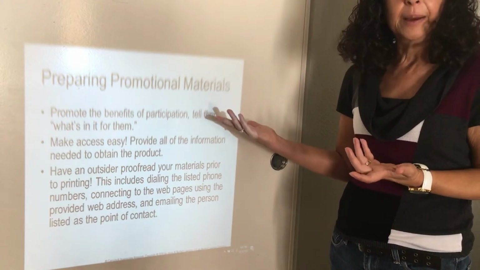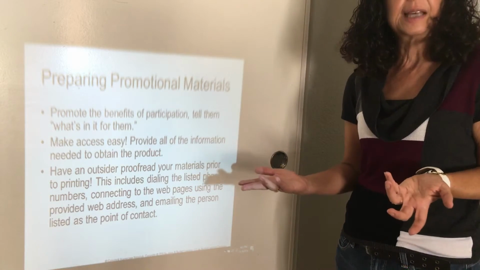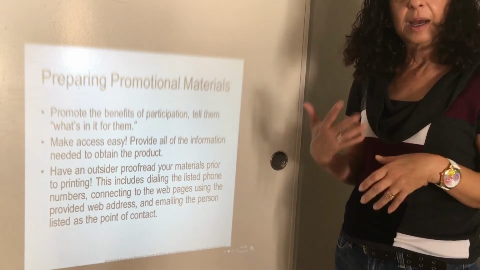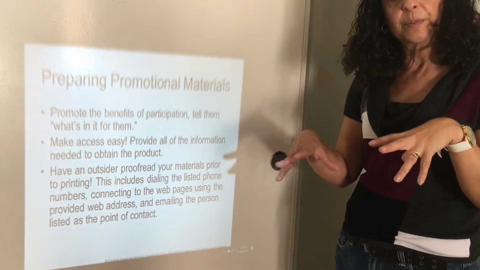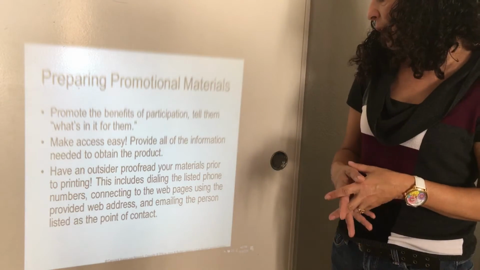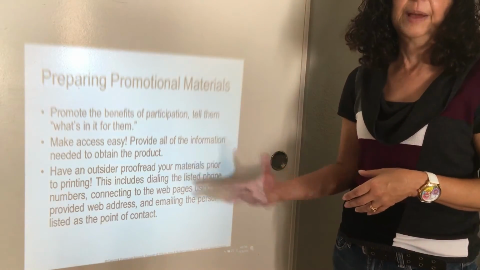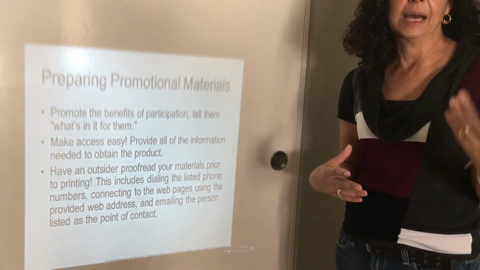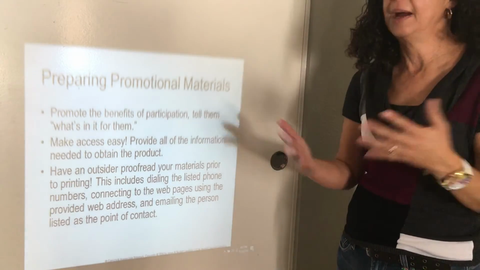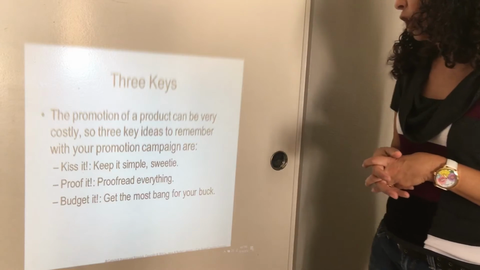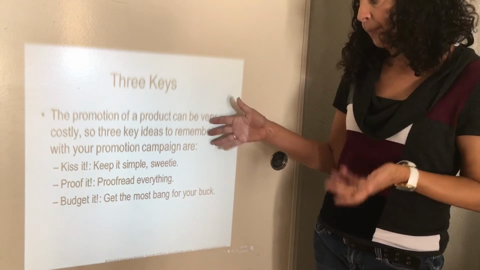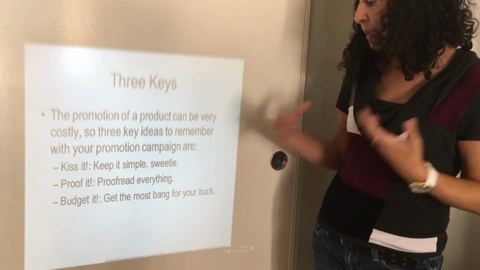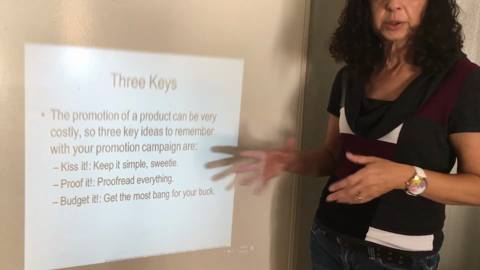And so let people know what's in it for them. Because again, you're selling something, right? So what's the benefit for them? Make it easy. So you want to provide as much information as possible without saturating your campaign. And make sure that you have lots of feedback. So your book talks about proofreading, but I would also focus group test it and make sure that you're going out with the right message. Basically, this can be a very costly intervention. So you want to keep it simple, definitely proof it, and make sure that you use your resources effectively.